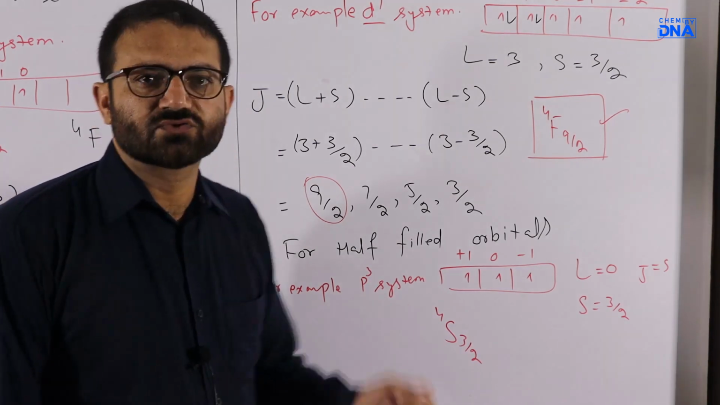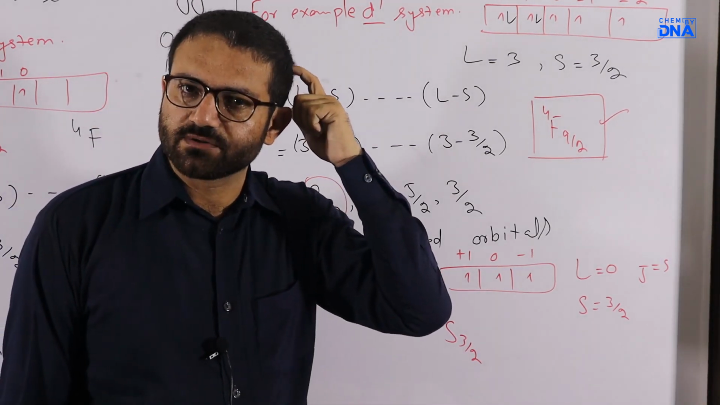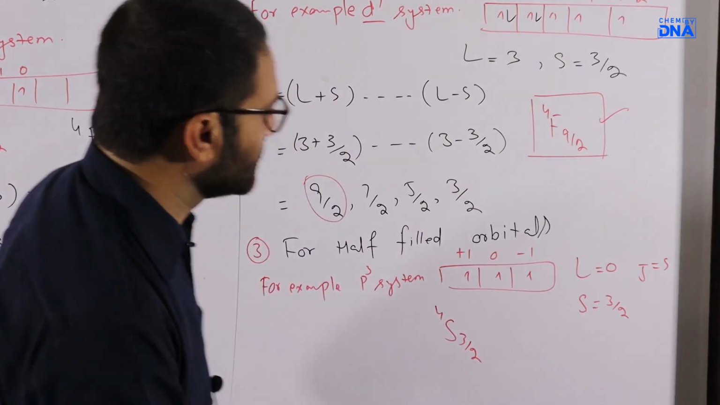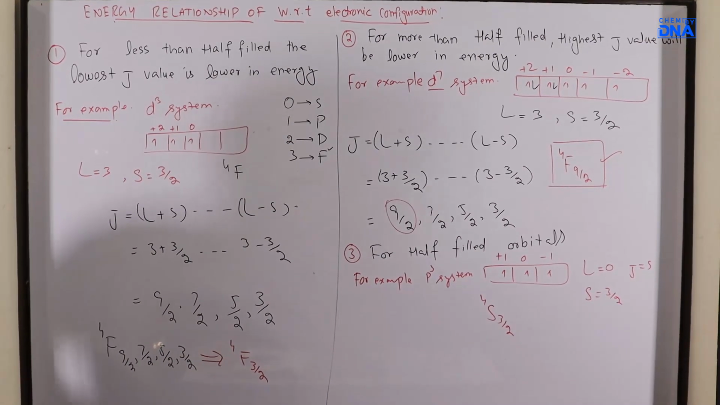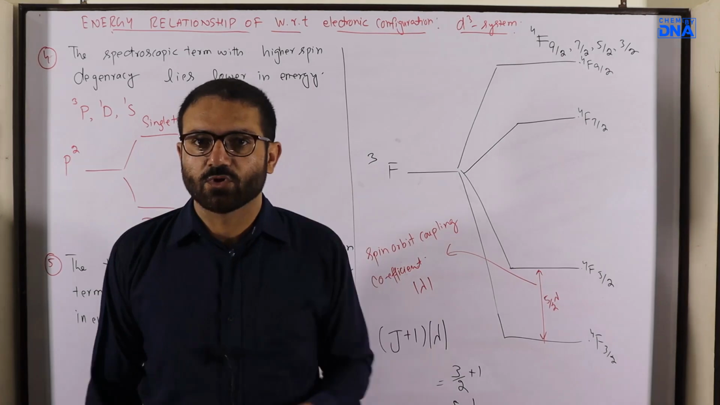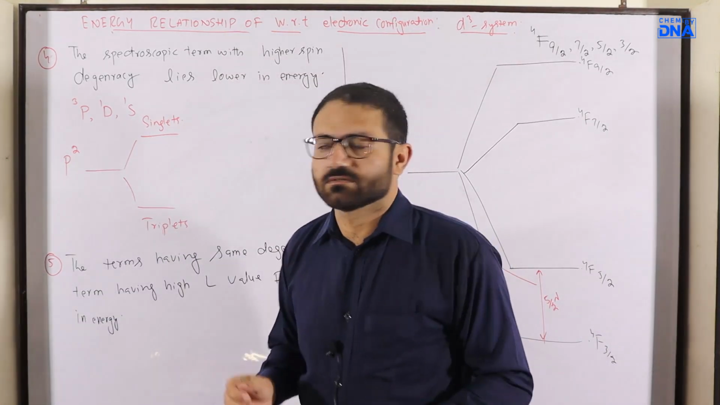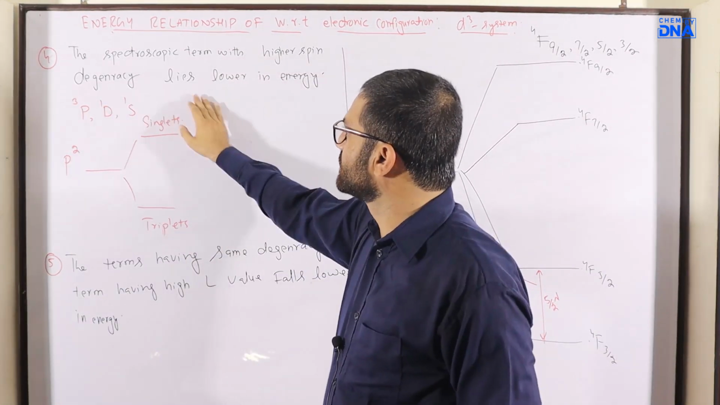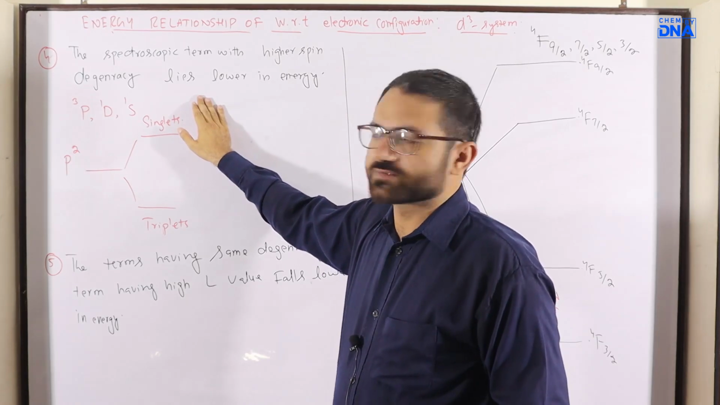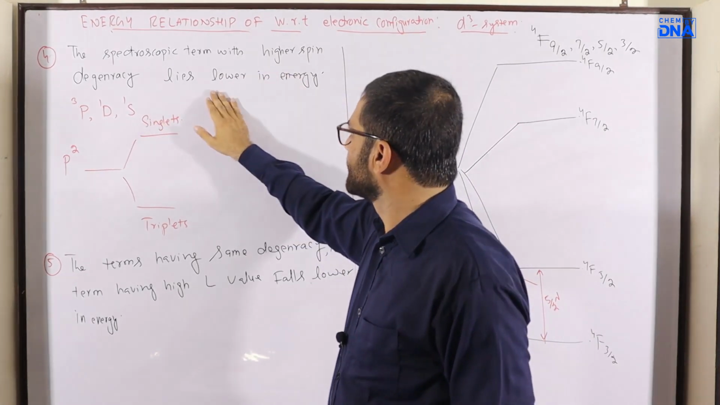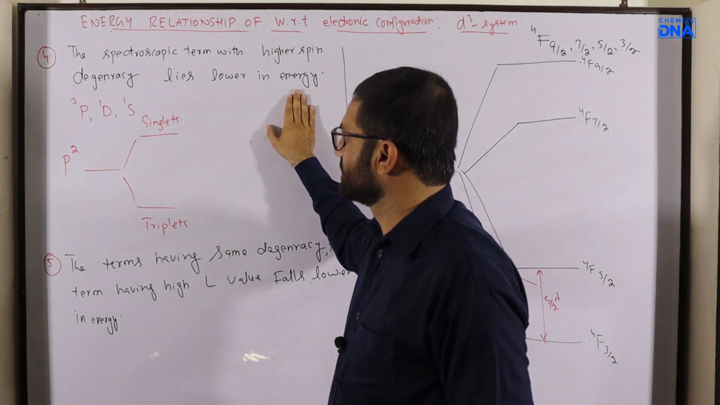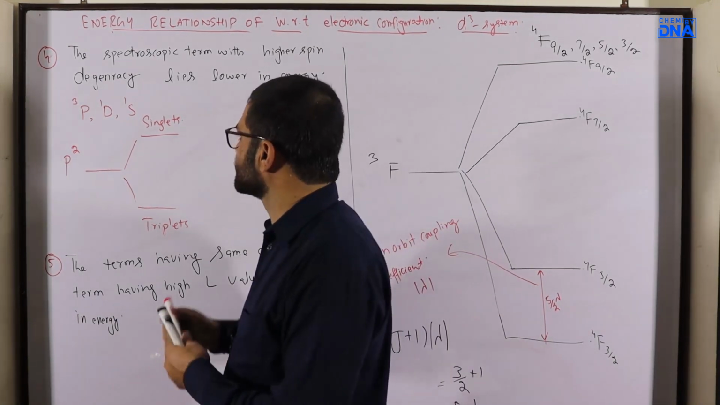Now we will move towards the fourth rule. Please note it down. The fourth rule states that the spectroscopic term with higher spin degeneracy lies lower in energy. Suppose we have a P2 system.